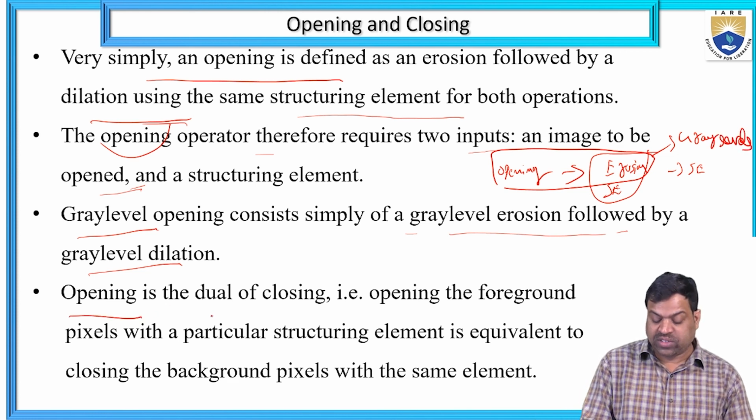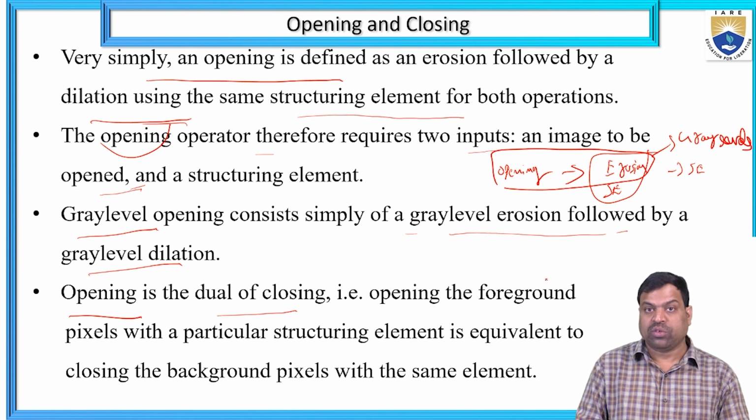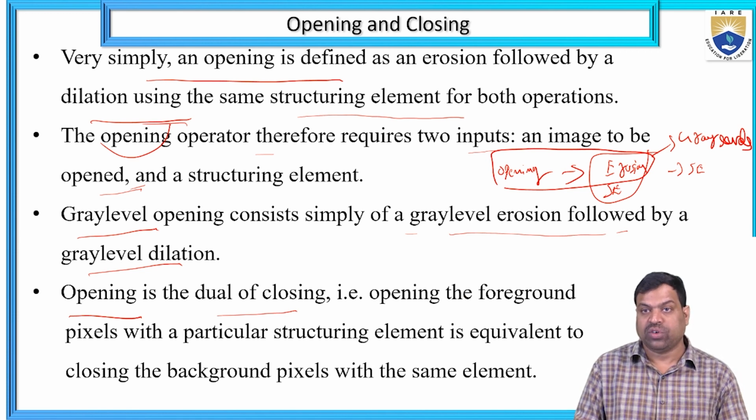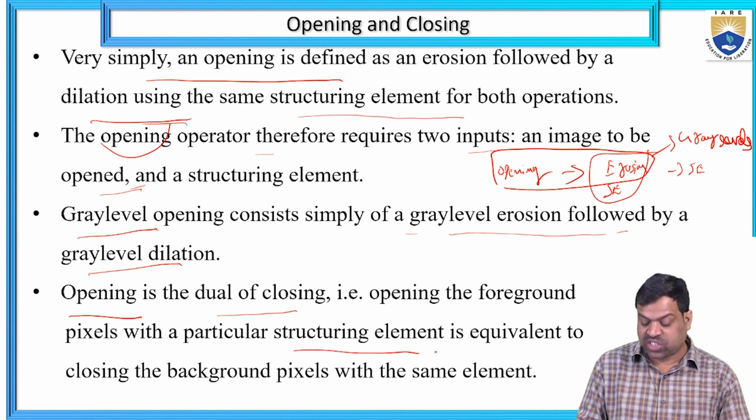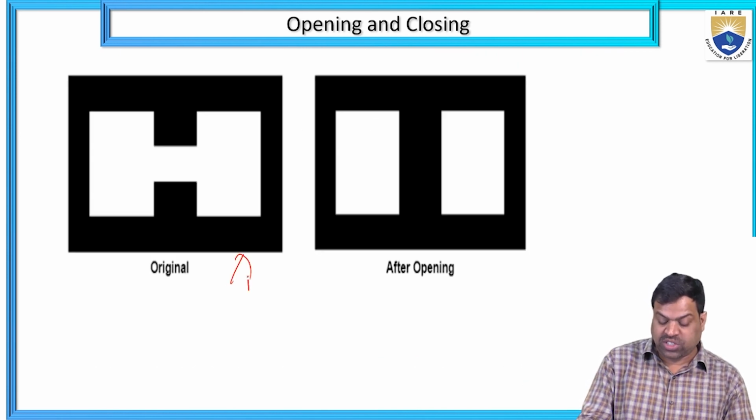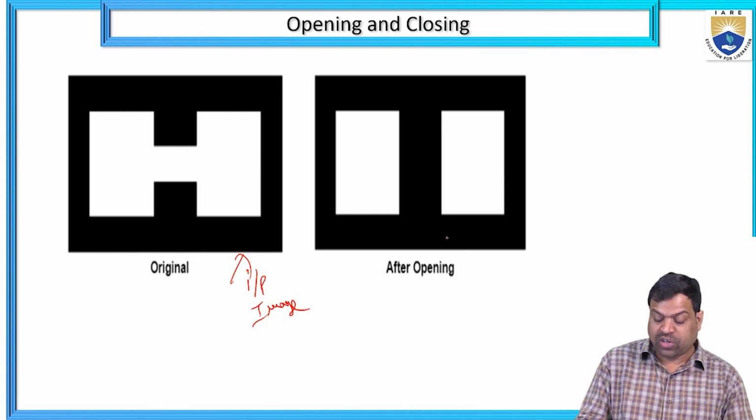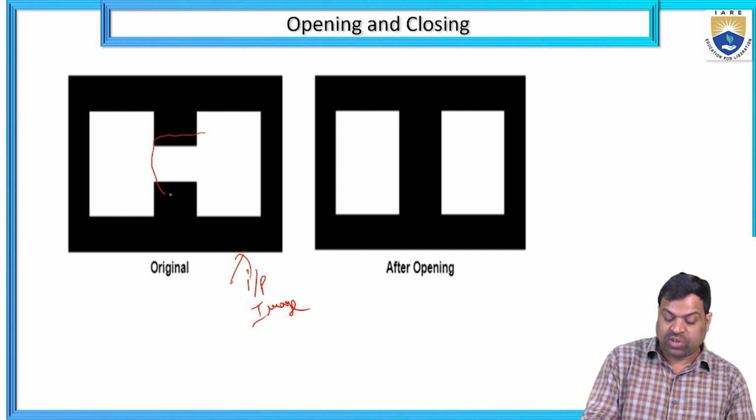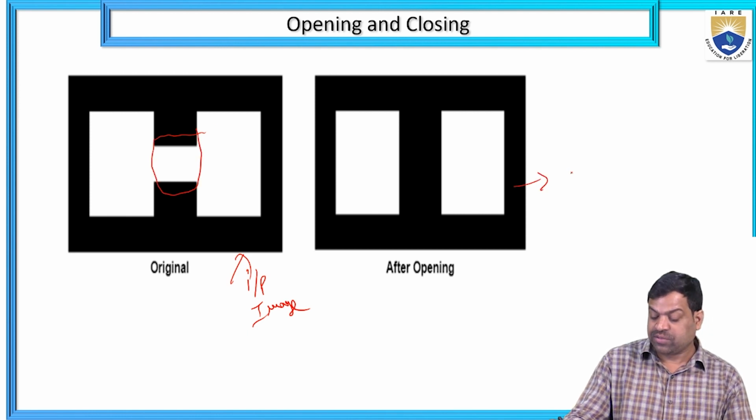So the opening is the dual of closing. When I am going for the opening, it is the dual of closing. The opening of the foreground pixels with a particular structuring element is equivalent to the closing of the background pixels with the same element. So it is the original image, that is the input image. After opening, what has happened is the white is removed. White is removed, definitely we are calling that opening.